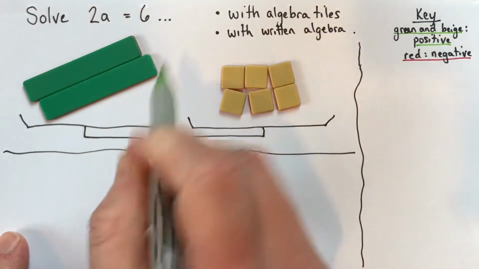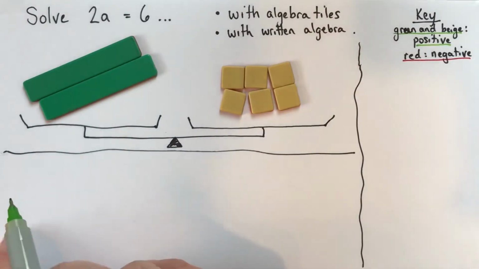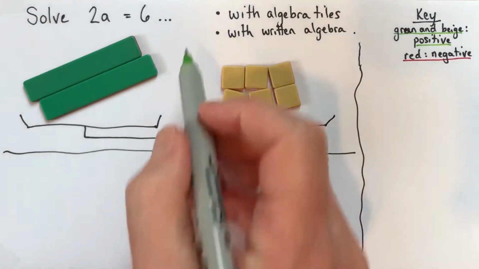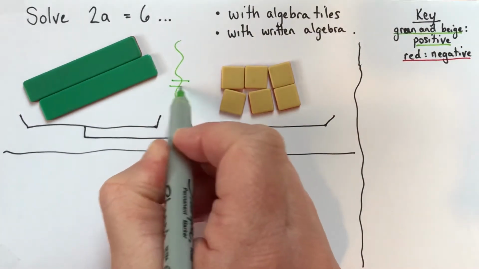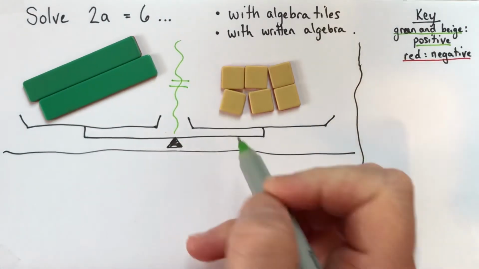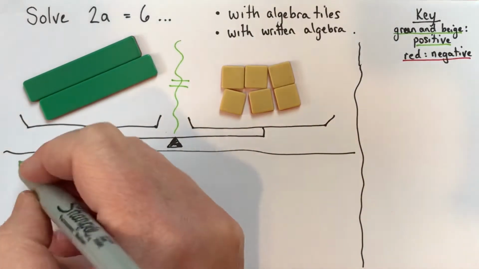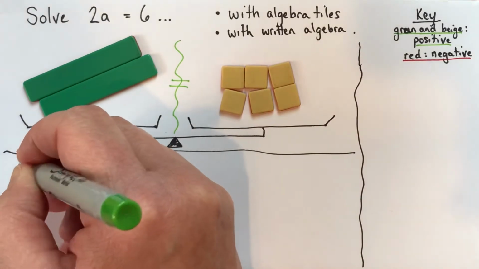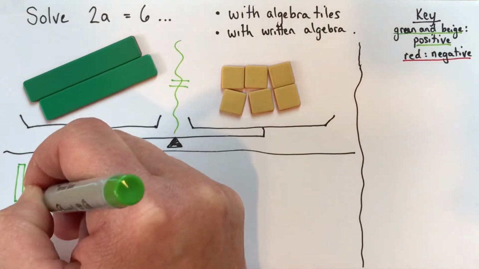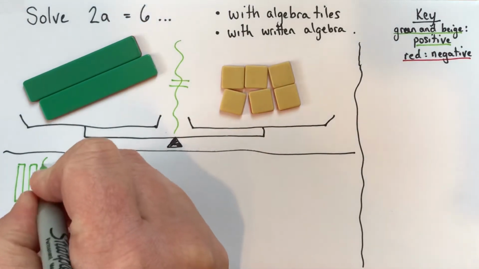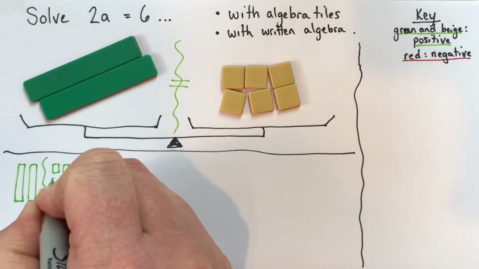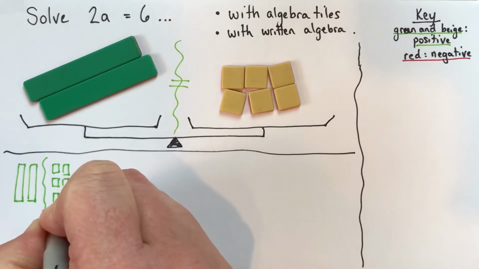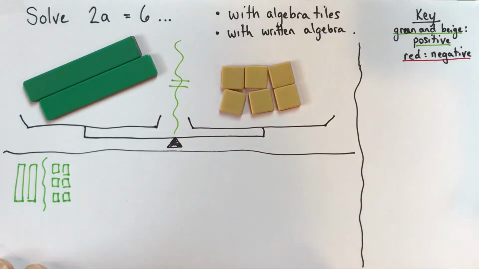And now what I'm going to do in my picture, instead of drawing this balance every time, you totally could, I just kind of don't want to. So I'm going to draw a little squiggly line down the middle, and that squiggly line will represent my equals sign. It'll show me that the two sides here are the same as each other. So I'm going to draw 2 green variable tiles, and the squiggly line to show that they're equal to 6 green or positive unit tiles. So those two things are equal. So this is drawing number 1.